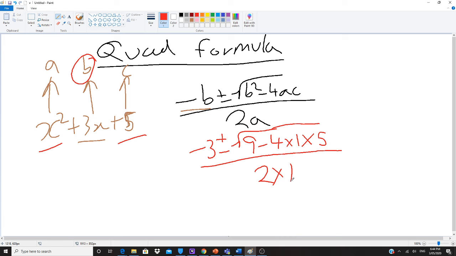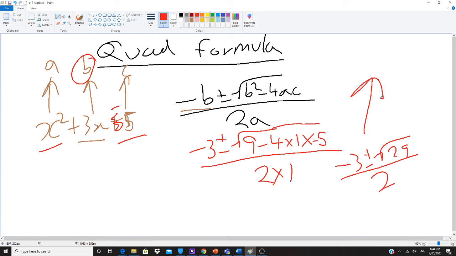So in this case, we cannot get any x values because the square root is going to have a negative number in it. So let's, for instance, say that this is a -5 times -5. There you go. Now we have -3 plus or minus the square root of 9 minus 4 times 1 times -5, which is 20. So 20 plus 9 is 29, divided by 2.